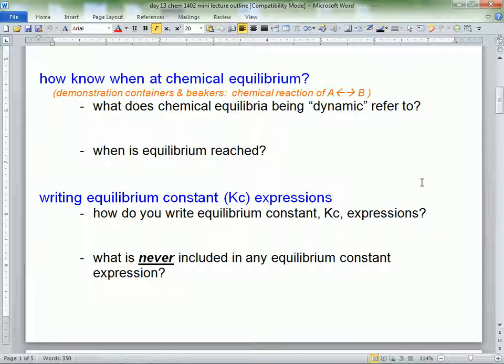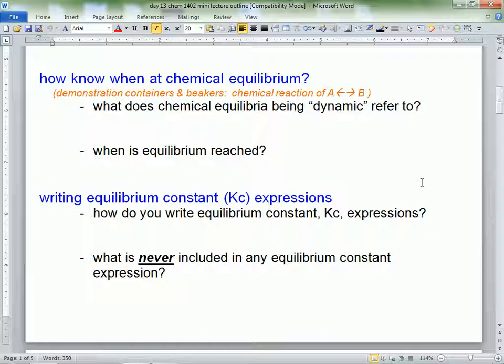Okay. How about the dynamic part? Equilibria are supposed to be dynamic. What did that mean here? Yeah, they're in motion. You're constantly forming product. You're constantly forming a reactant. It's weird to say you're constantly forming a reactant, but you are.